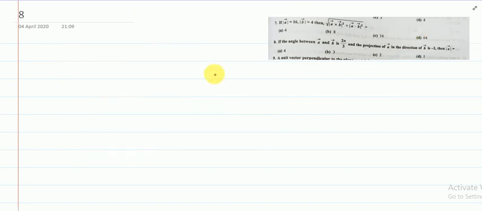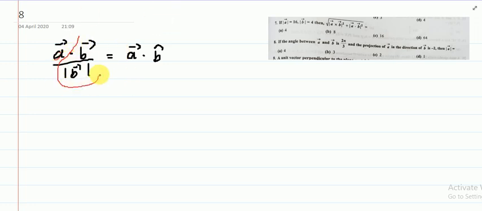If the angle between A and B is 2 pi by 3 and the projection of A in the direction of B is minus 2, then find the magnitude of A. Okay, so now, what will be the projection of A on B? It will be A dot B divided by magnitude of B, which can also be written as A dot B cap, because B divided by magnitude of B is nothing but B cap.